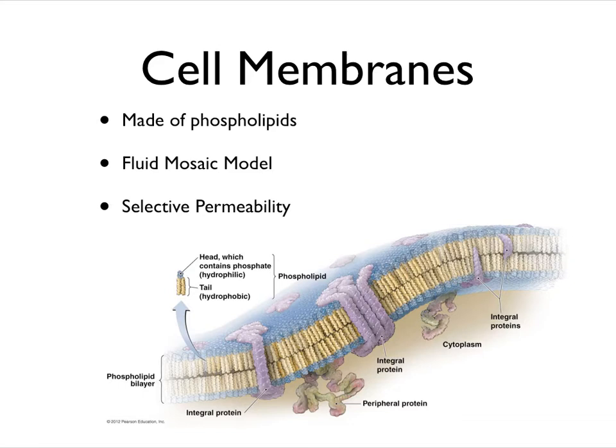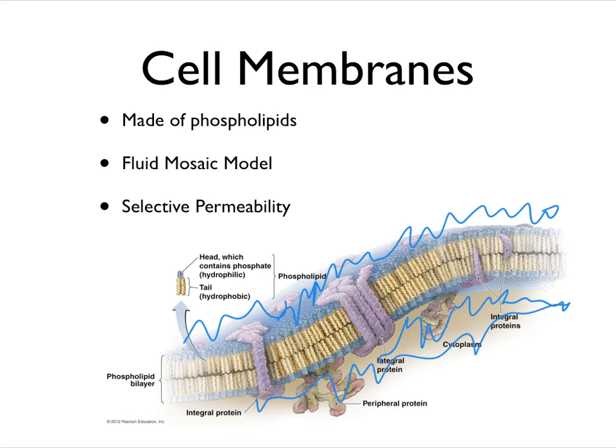If you've had intro bio, you basically know how this works. They're made of phospholipids, which have hydrophobic tails and hydrophilic head groups. The hydrophobic tails orient towards each other so that they can exclude water, because they don't like to be near water. And the hydrophilic head groups, which are charged, orient themselves facing towards the water. So you've got a lot of water out here, a lot of water in here, but no water in the middle of the membrane.